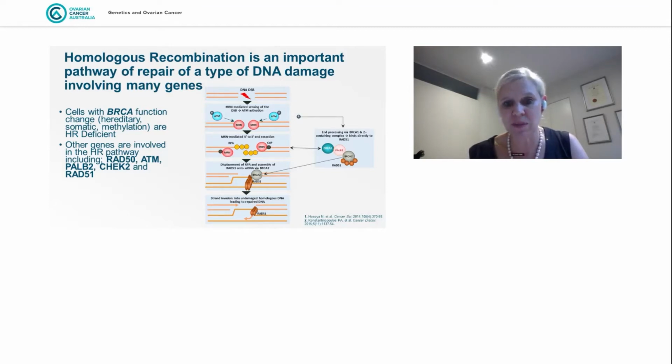So homologous recombination deficiency is a state associated with an alteration in one of the genes that is associated with DNA double-strand repair. So this can either occur because of a hereditary change in one of those genes, or if the change has occurred in that tumour, in those tumour cells themselves, either as a somatic change or as silenced by methylation.